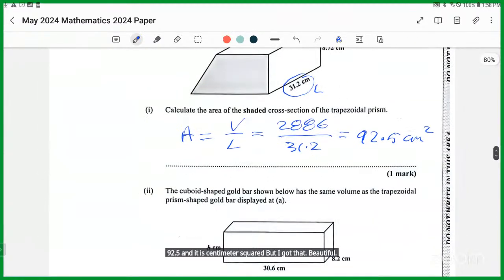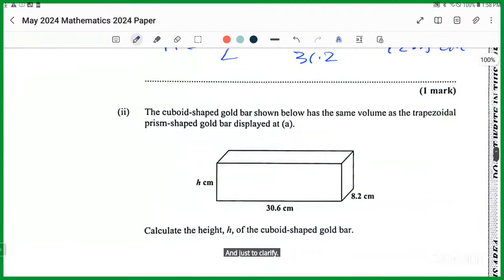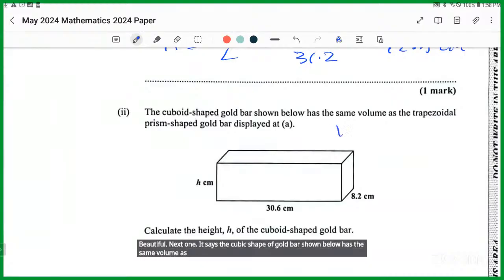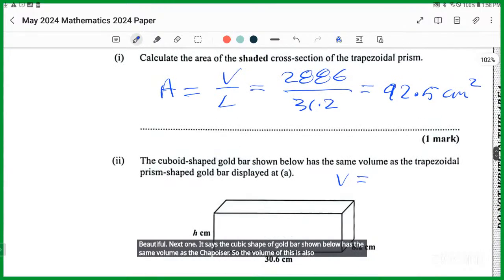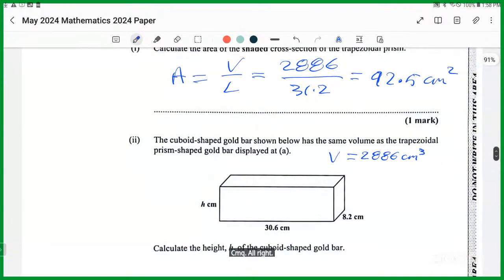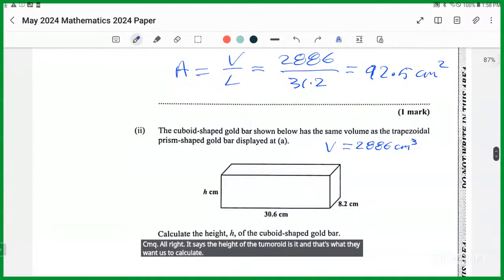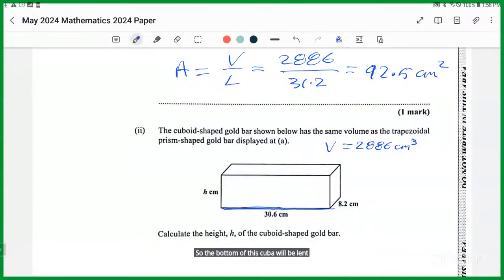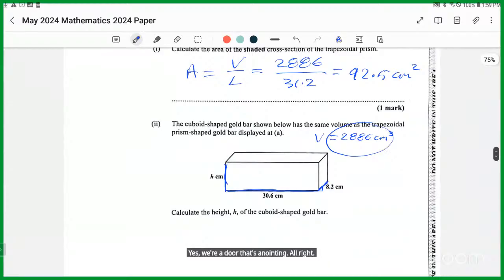Beautiful. Next one. It says the cuboid shape of gold bar shown below has the same volume as the trapezoid. So the volume of this is also, what is it? 2886 cm³. All right, the same for the cuboid. It says the height of the cuboid is h, and that's what they want us to calculate. So the volume of this cuboid will be length times width times height. Just work it out that way. All right, and we're going to equate that to this figure.